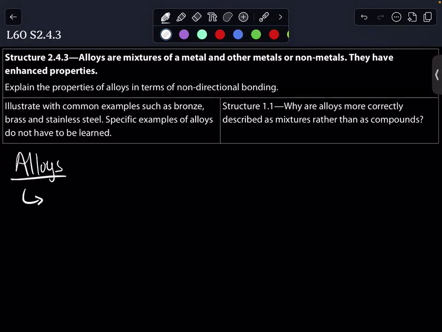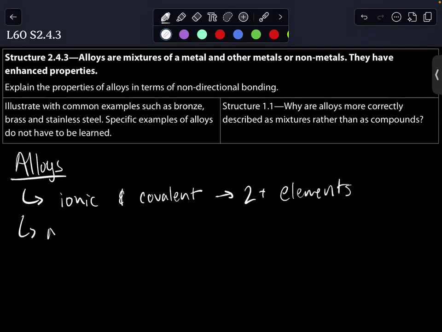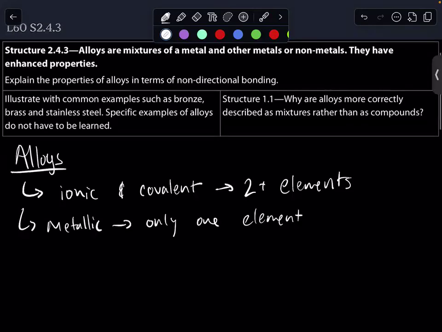So when we talk about alloys, the first thing we need to do is look at ionic and covalent, and realize these are usually two or more elements. But when we look at metallic bonding, we've usually looked at only one element. And this has to do with that bonding, because metals will only bond within that lattice. So it's a lattice with electron bond. And that kind of changes the way we look at it.